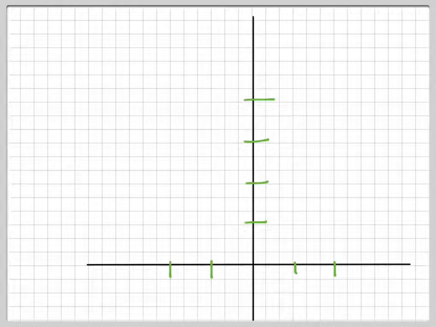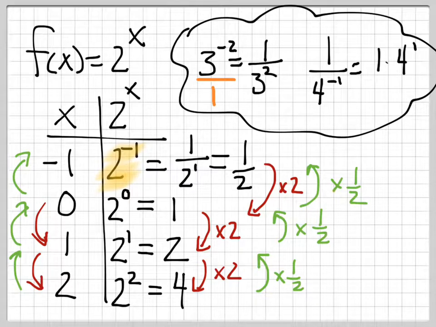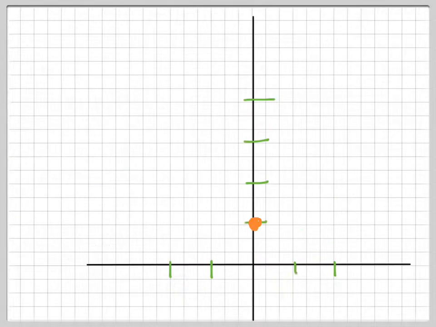So if I add my points to the graph, remember when I plugged in 0 I got 1, so that gives me a y-intercept of 1. When I plugged in -1 I got 1/2. When I plug in 1 I got 2, and when I plug in 2 I get 4. So here are a couple of points.